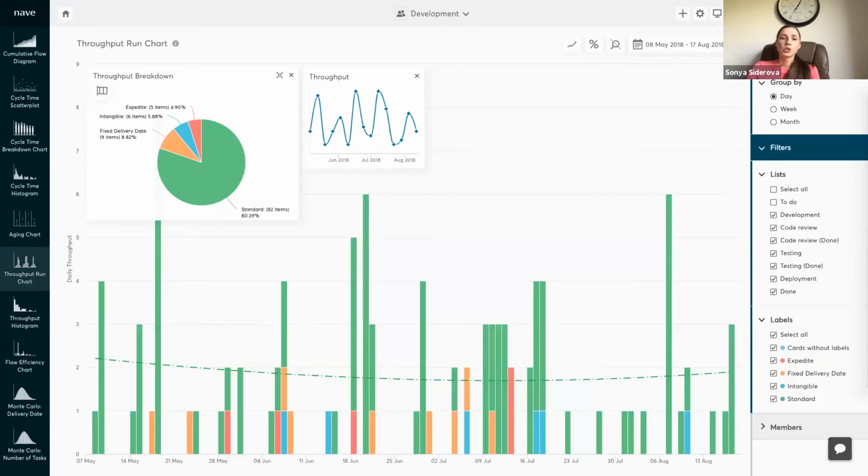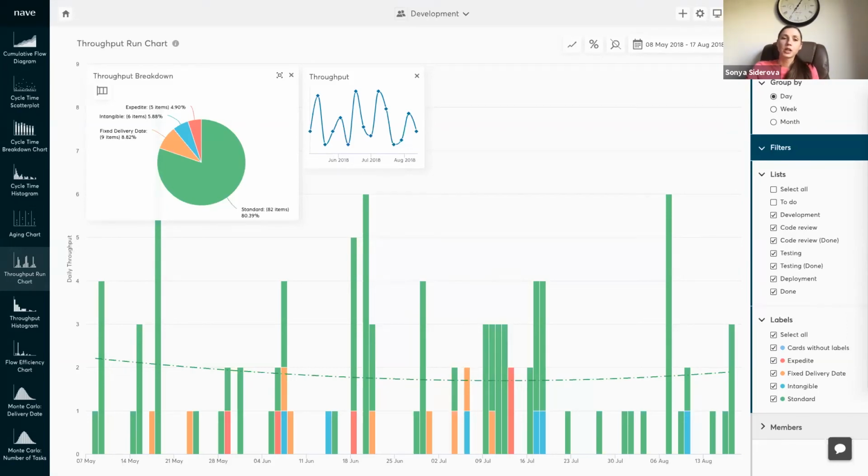The throughput run chart displays the throughput of your team on a daily, weekly, or monthly basis and compares its values over time. On the horizontal axis is a timeline, and the vertical axis shows the number of completed tasks. Each bar consists of colored sections representing the type of completed work. The throughput breakdown chart on the top helps you evaluate what kind of requests are demanding most of the time. It is especially effective when you want to emphasize the high volume of expedite requests you're handling.